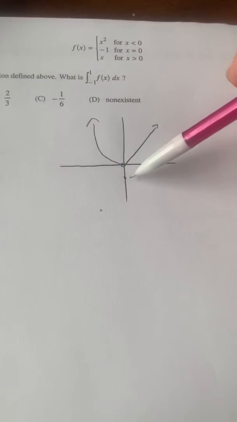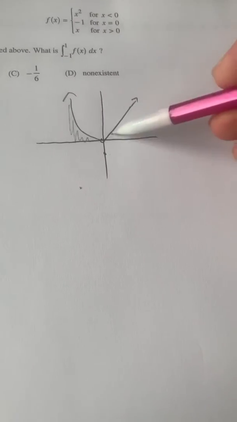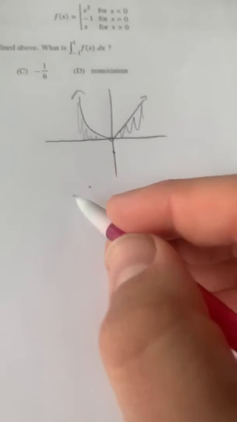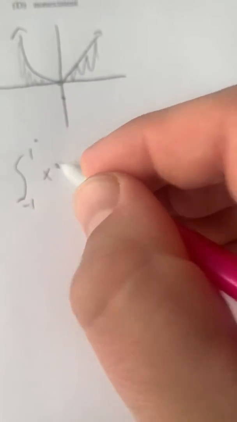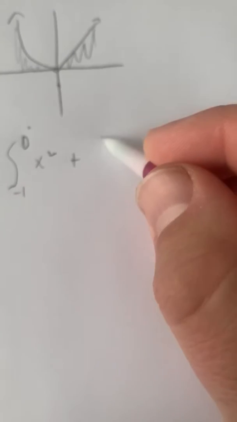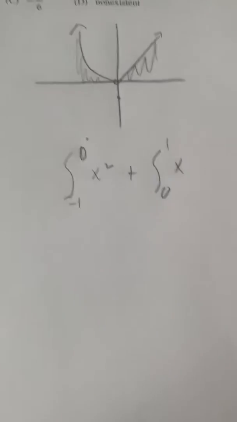11, I drew a picture of it. It doesn't really matter where this point is. We are trying to find the area under this curve, so we're trying to find that area plus that area. So I have to split this up into pieces. So I've got the integral from negative 1 to 0 of x squared, and then plus the integral from 0 to 1 of x. So I'm going to do these two problems separately.